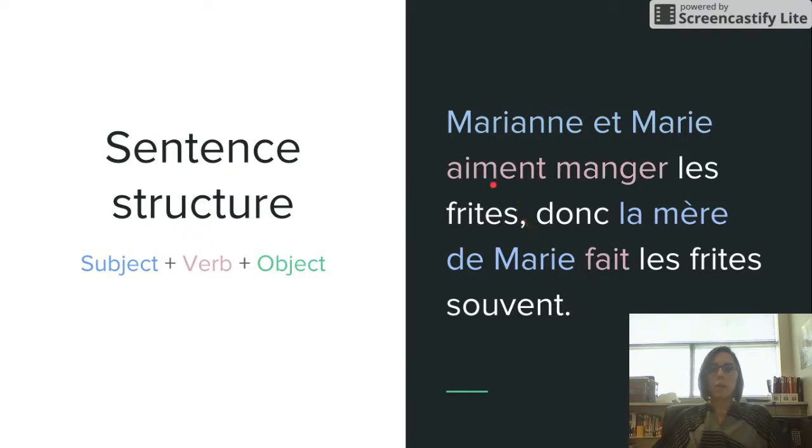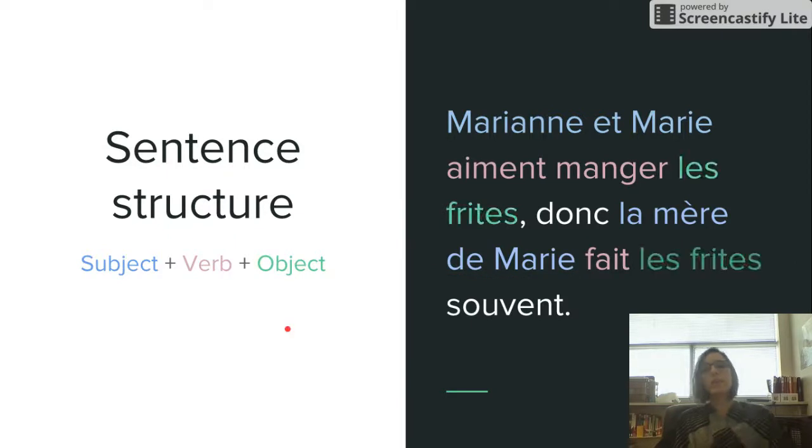Our verb will come next. It's really important to know what the verb is, because you have to figure out what action is being done to the object. In our first part, we actually have two verbs: aiment, which is like, and manger, which is to eat. So they are liking to eat. In the second half of our sentence, fait, makes, is our verb. So we're saying Marie's mom makes fries often.